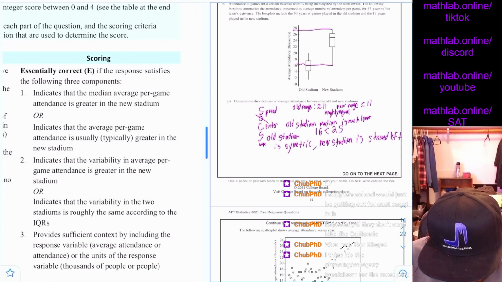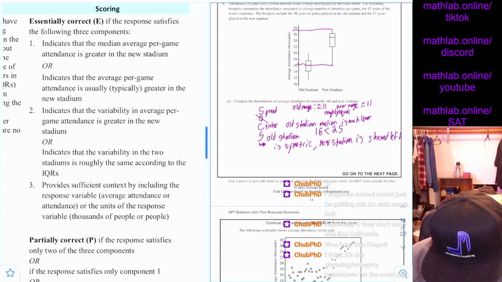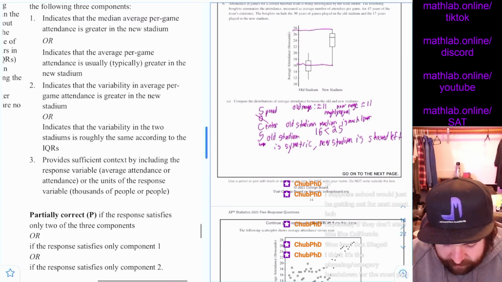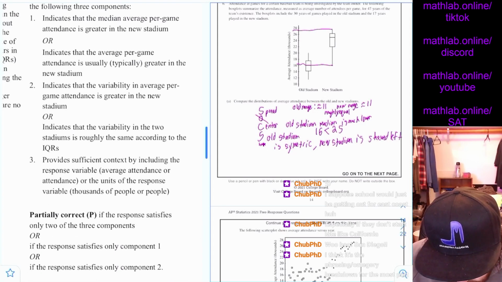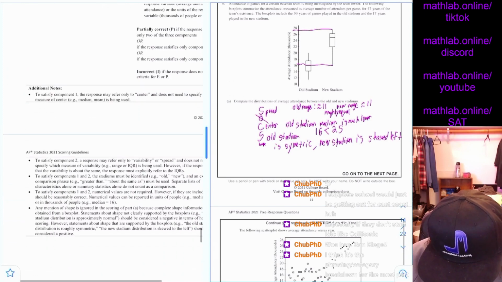Indicates that the median average per game attendance is greater in the new stadium. Yeah. Well, I said, yeah, same thing. Indicates that the variability in the average per game attendance is greater in the new stadium. I didn't say that. Oh, I said they're roughly the same. According to the IQRs. Well, I didn't say that. I said they're roughly the same based on the range. I said they're both roughly 11.